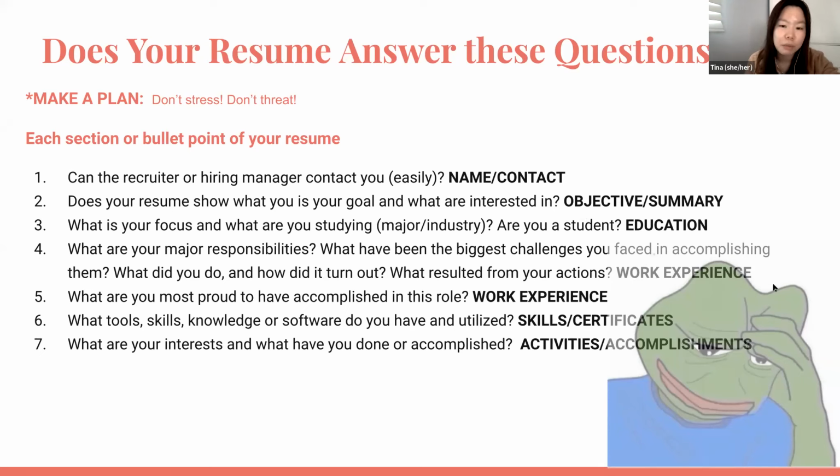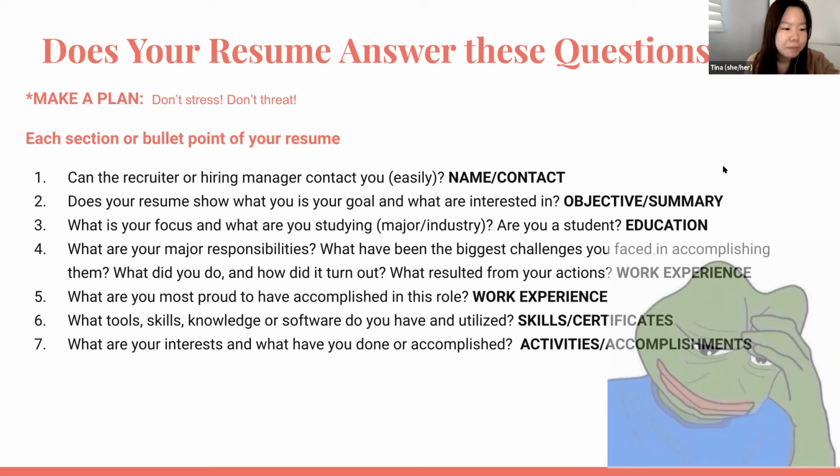Another thing that would be helpful to your resume is to write skills and certificates. So you want to write the tools, skills, or knowledge, or what kind of software you have or utilize. So include your technical and non-technical skills. And another thing that is also optional is activities and accomplishments. So when looking at a resume, you want to showcase your experiences. What have you done or accomplished? What makes you motivated?